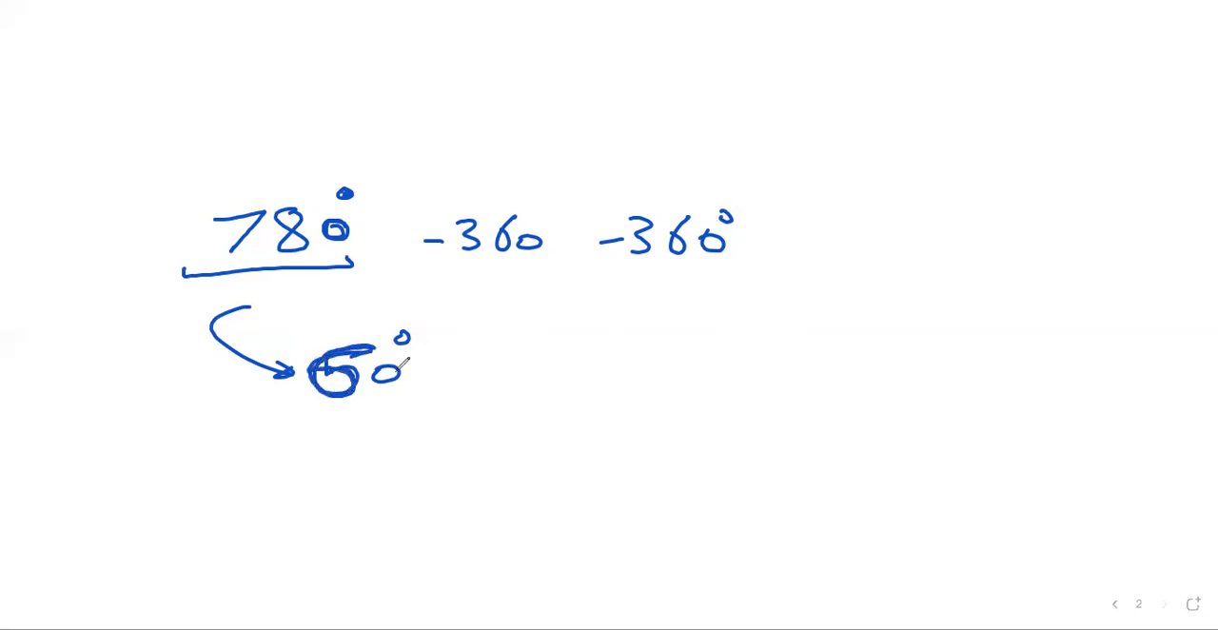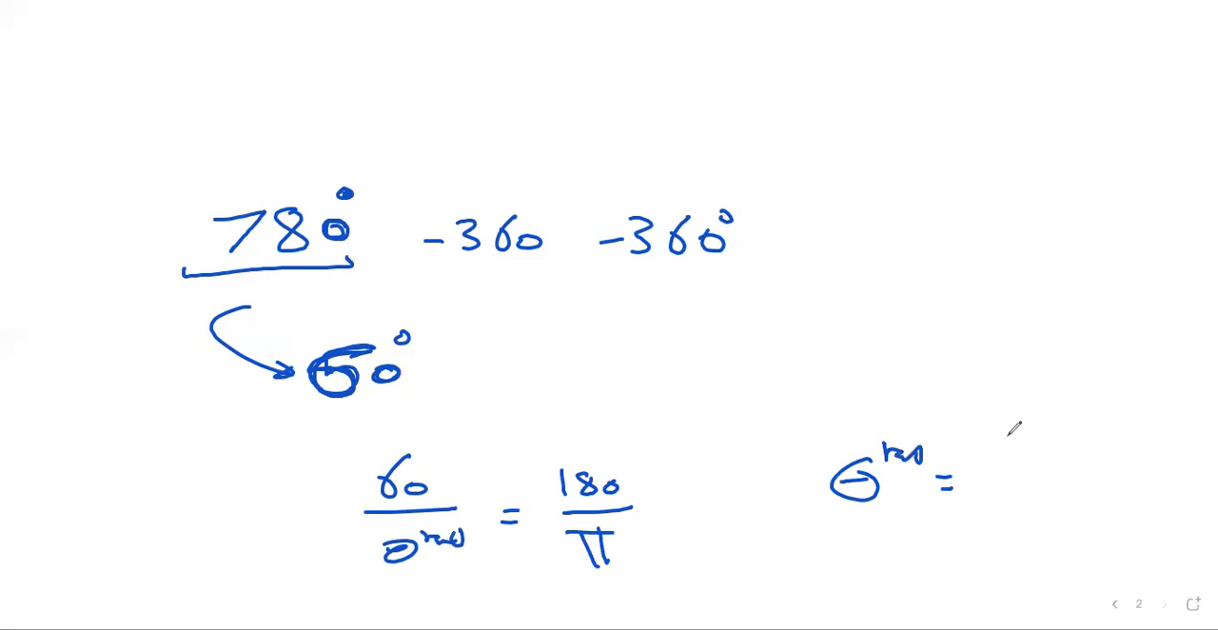Yusuf, are you with me? Yusuf, can you hear me? Yes, Master. So 60 over theta radian equals what? Quickly. 180 over pi. Do it by using cross multiplying. It will be theta radian equals 1 over 3 pi. Okay.